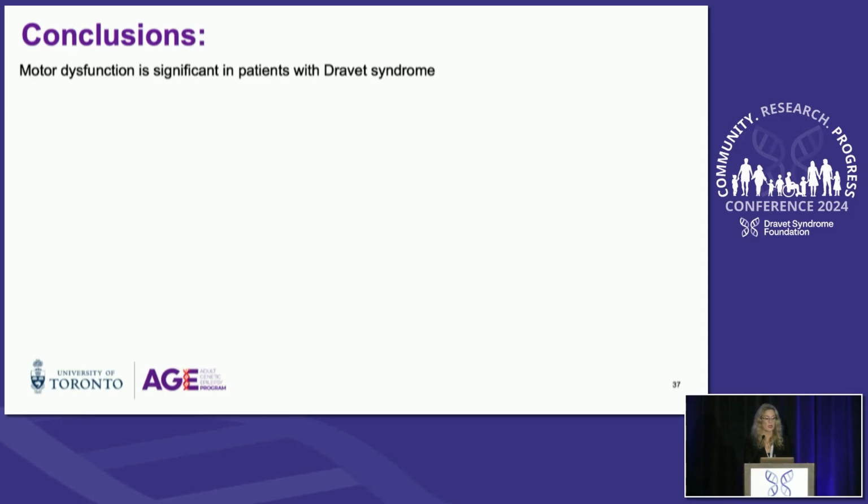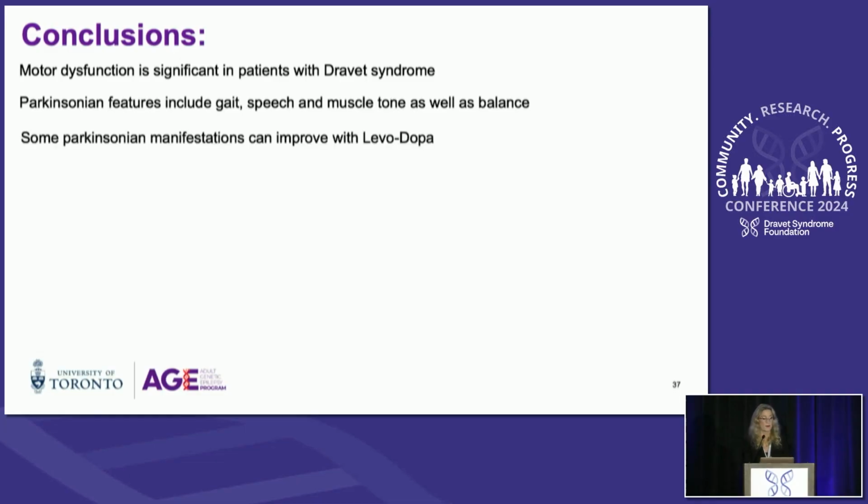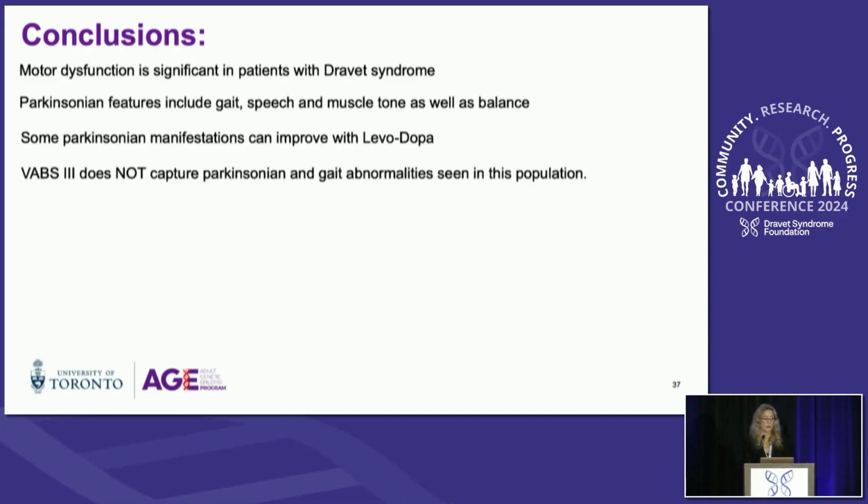So to conclude, the motor problems that we see are very important and very widespread in patients. The Parkinsonian features include the gait, the speech, the tone, as well as the balance. Some of those can improve with levodopa, and probably it's better to start sooner than later. As we saw, and the Japanese study also showed, patients that started earlier had a better response.